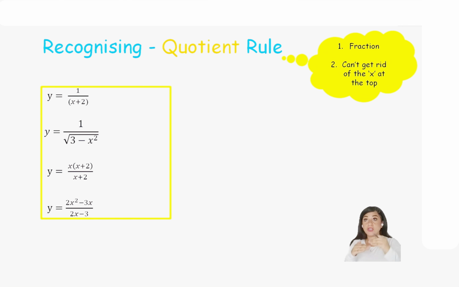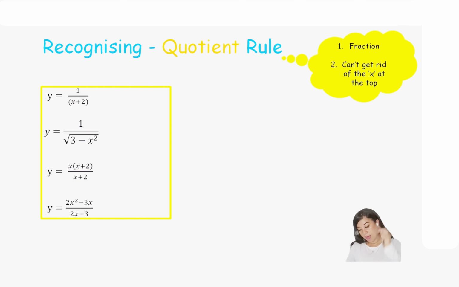But if I see a fraction with an x at the top, or the numerator, and I can't get rid of it, I'm thinking straight away quotient rule. Okay. So the minute that there's an x that we can't get rid of at the top and there's a fraction, I'm just thinking quotient rule. The ones over here are not quotient rules, and I'm going to show you why.